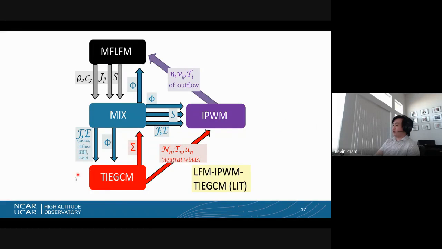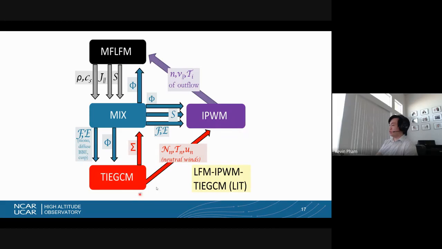From the thermosphere, the TIGCM provides the conductance to MIX and the multifluid LFM, because we now have an ion outflow coming out from the IPWM. So with IPWM sitting here, we're now able to take the neutral information from TIGCM, the thermosphere, and pass that to IPWM. IPWM then makes use of that to simulate the ionosphere and then passes that to LFM.